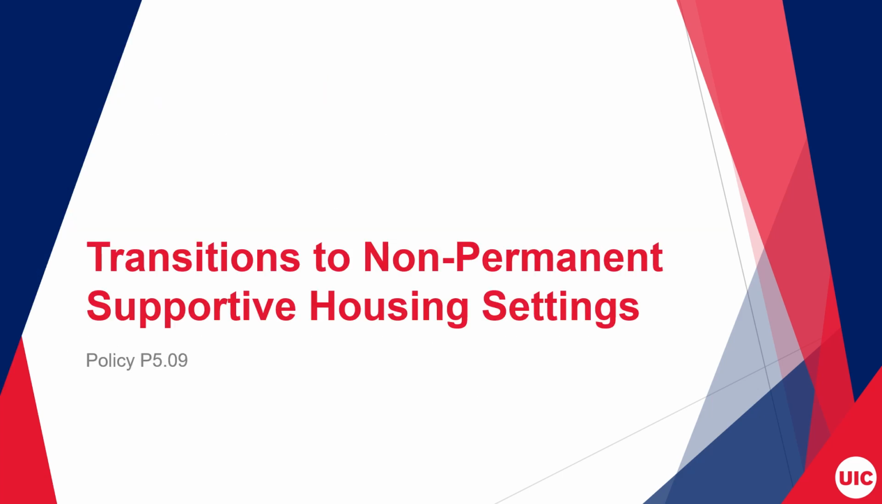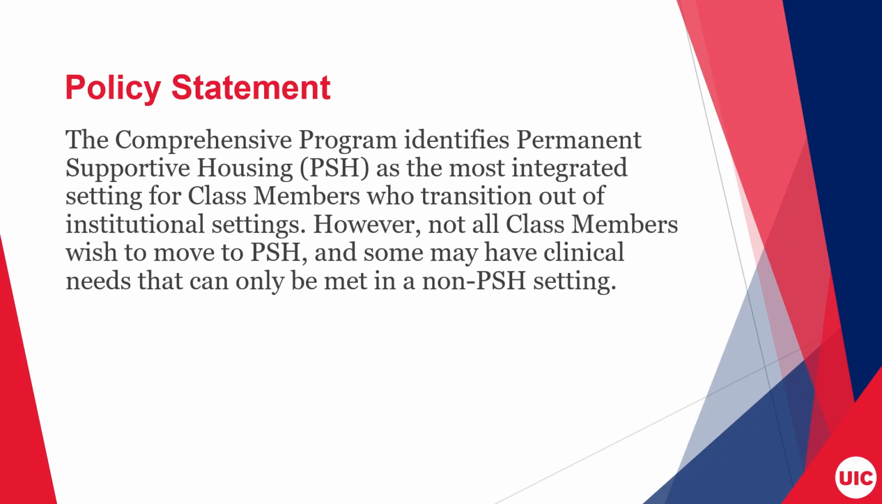Transitions to non-permanent supportive housing settings, Policy P5.09. The Colbert-Williams consent decrees and the Comprehensive Class Member Transition Program identify permanent supportive housing, PSH, as the most integrated setting for class members who transition out of institutional settings. However, not all class members wish to move to PSH, and some may have clinical needs that can only be met in a non-PSH setting.